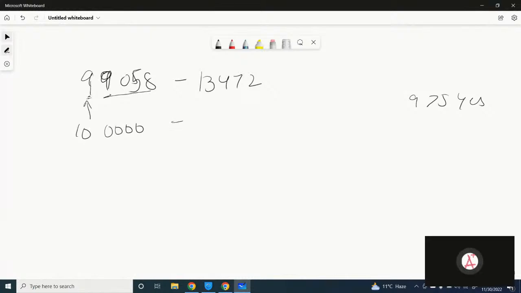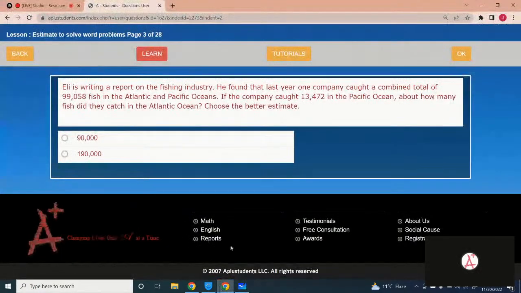Okay, so now you have to round off 13,472. The 10,000s digit is 1. The digit right after it is 3. 3 is less than 5. Got it? That means you have to round on the same digit, so it would be 10,000. Just subtract them. It would be 100,000 minus 10,000. Got it? So the correct option is 90.